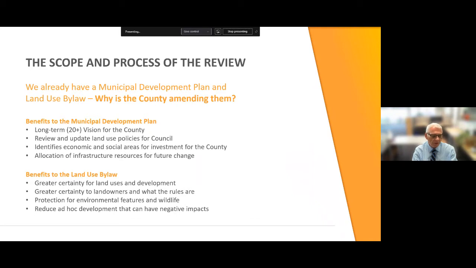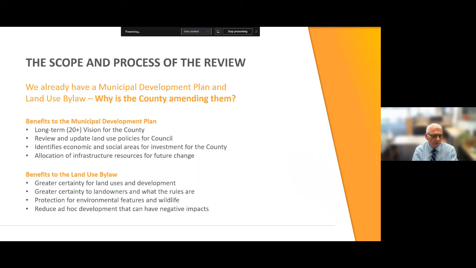So what this does is it provides certainty to landowners, provides certainty to the public in terms of what the rules are and how those rules get applied. It also looks at things such as environmental features and wildlife areas to ensure that the policies are there to ensure that we're protecting those particular areas.